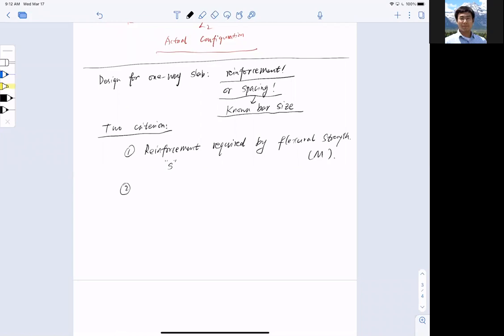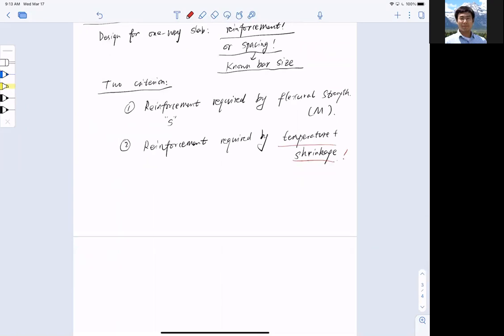And the other thing we have to design for is reinforcement required by temperature and shrinkage. This is new, okay, folks? Why temperature and shrinkage? Just because a slab is such a shallow section, and hairline cracks will affect its serviceability in terms of deflection. So when the deflection check fails, we have a problem.